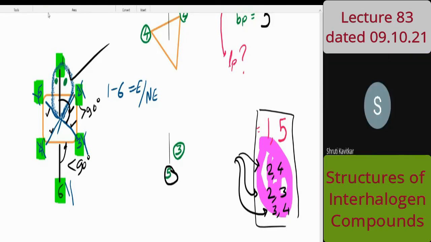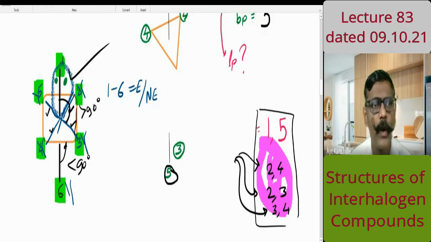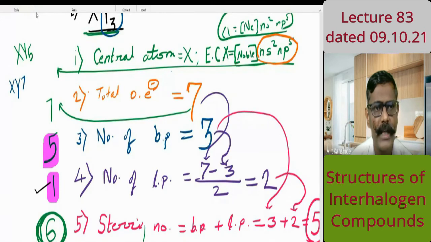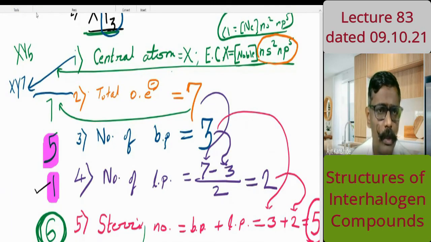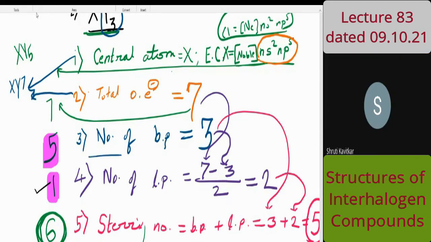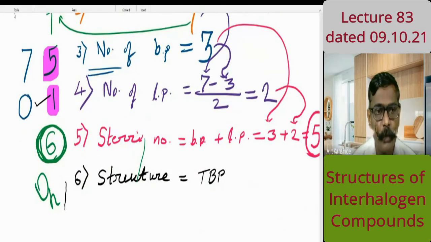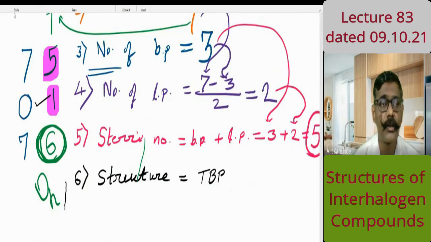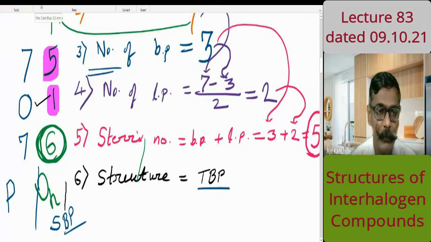Now the last structure, that's XY7. Now help me. As usual, the point is the same. The ns2 np5 electronic configuration. Total electrons are 7. So number of bond pairs here? 7. Number of lone pairs? 0. Steric number 7. Structure: here it is a TBP. Here octahedral means square bipyramidal, SBP or octahedral.